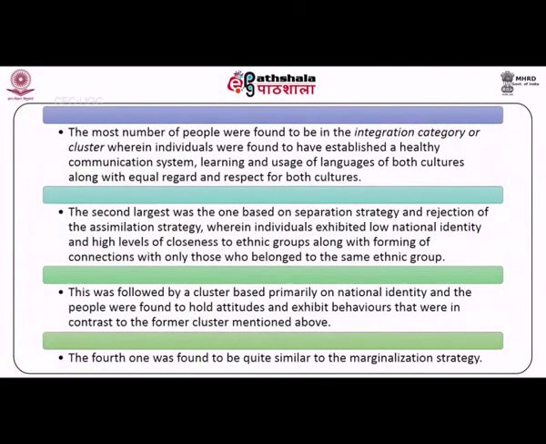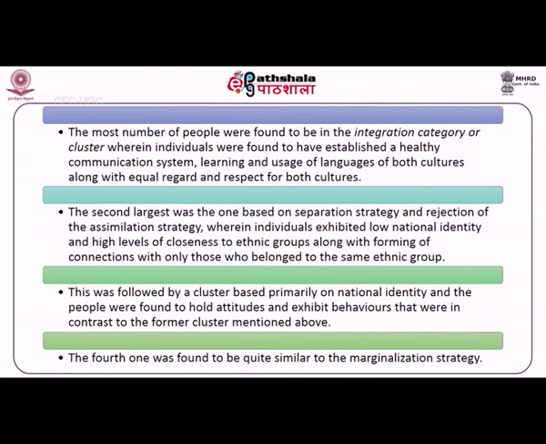The most people were found to be in the integration category or cluster, wherein individuals were found to have established a healthy communication system, learning and usage of languages of both cultures, along with equal regard and respect for both cultures. The second largest group was the one based on separation strategy and rejection of the assimilation strategy, wherein the individuals exhibited low national identity and high closeness to ethnic groups, along with forming connections with only those who belonged to the same ethnic group.